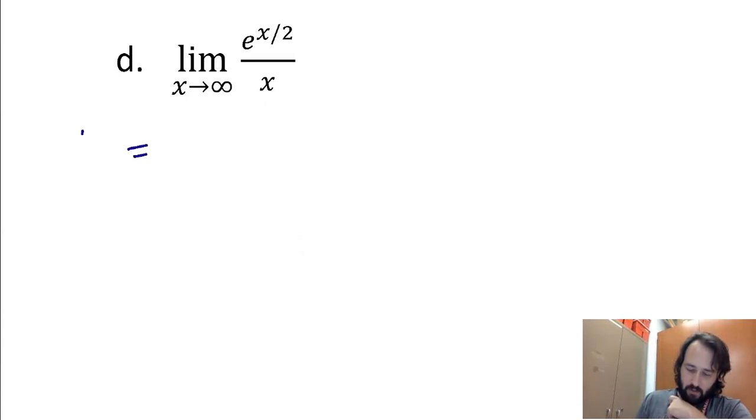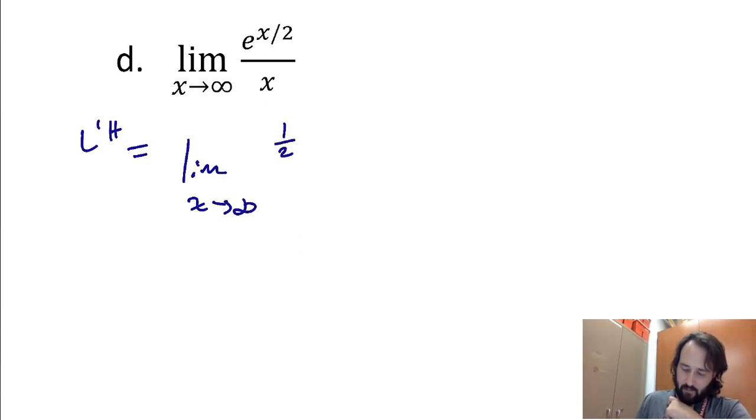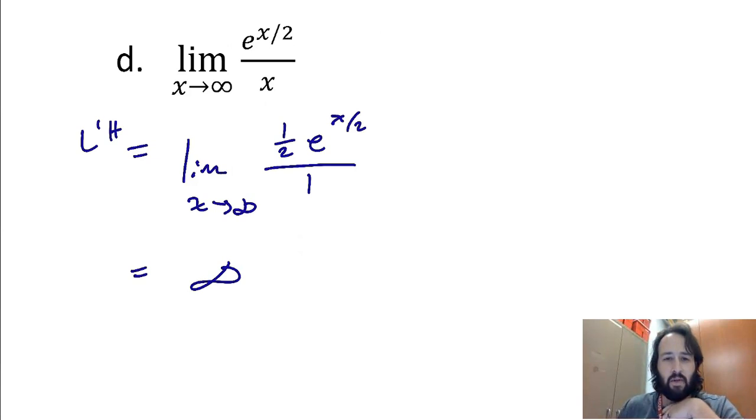So if I do L'Hopital's, the limit as x approaches infinity, this would be 1/2 e to the x over 2 over 1, which again leads me to believe that this is infinity. If I substitute infinity for my x spot up here, that's e to a power that's just going to be increasing, increasing, increasing. So that should be going to infinity.